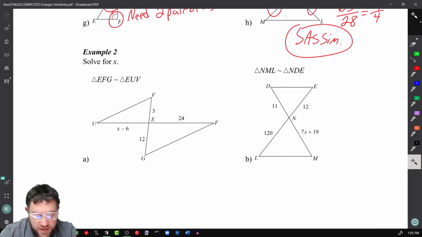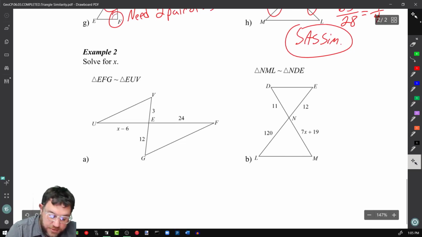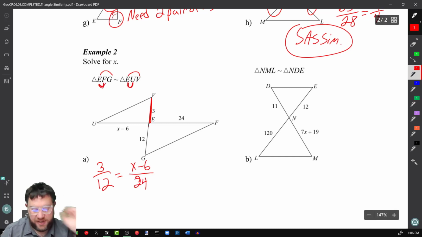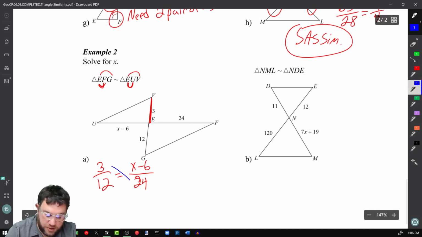Now, if we're solving for X, when we know we have similar triangles, this is when it starts to get a little more complicated. So here we've got VE, and we know that one has to go with EG, which is the 12. So we've got 3 over 12, and so that's going to equal X minus 6 over 24, because UE and EF have to go together. So this is where we'll cross multiply. So we get 12 times x minus 6 equals 3 times 24.